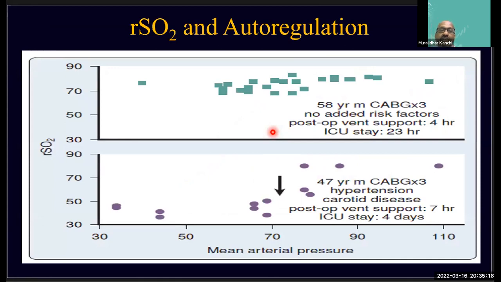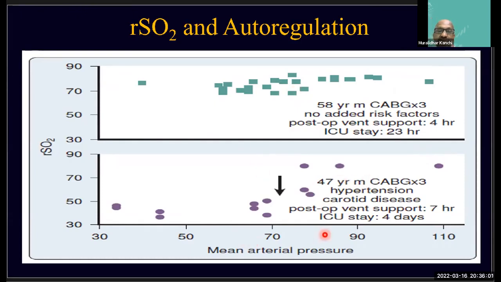Let us take the example of two patients. In this patient, we have the mean arterial pressure represented here, and the cerebral oximetric saturation is measured here. So in this patient, as the blood pressure falls to 70, 50 and even 40, the cerebral oxygen saturation is maintained, which means that this patient's autoregulation is preserved within a wide range of blood pressure limits.